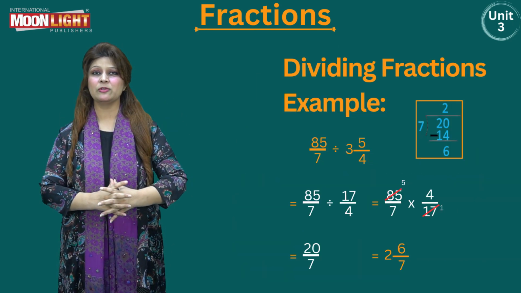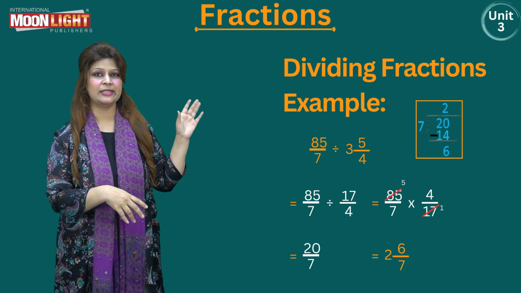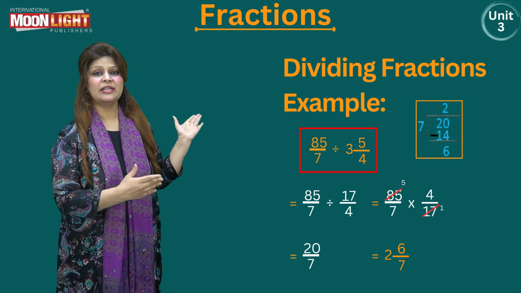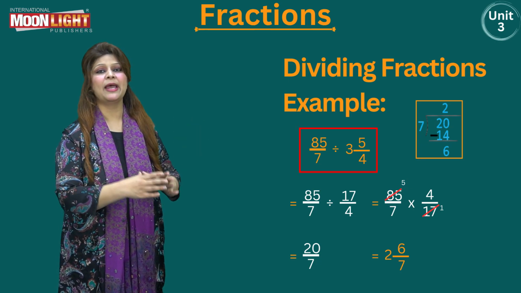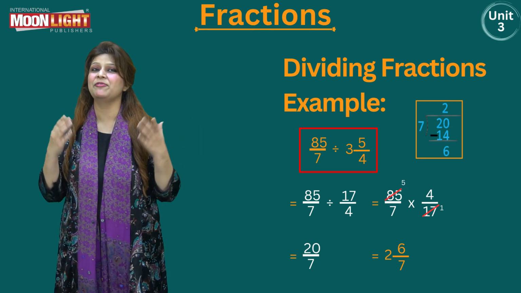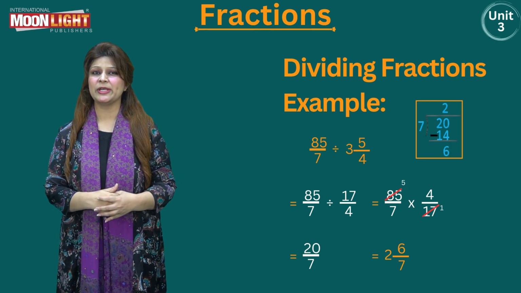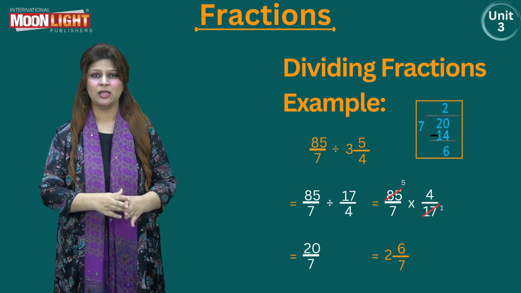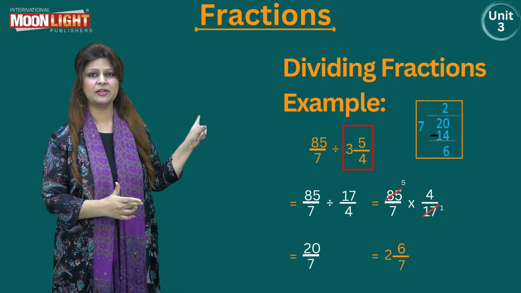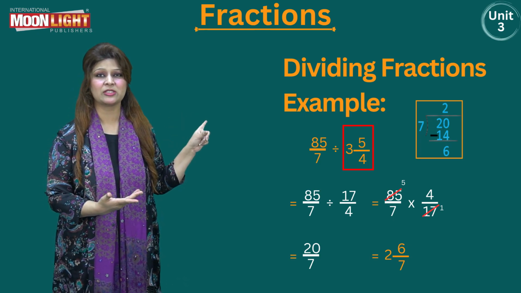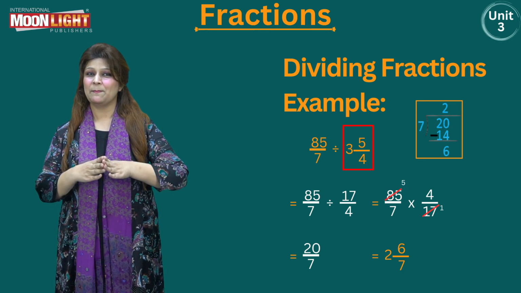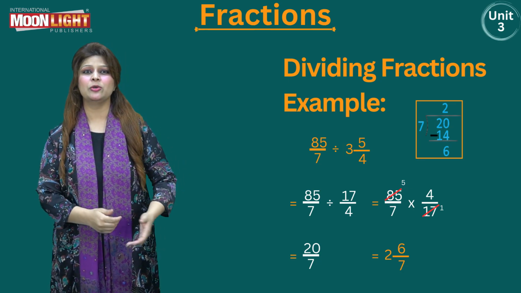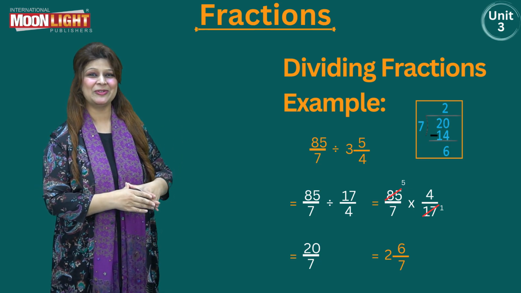So now I'm going to solve an example for you. Here is the example for dividing fractions: 85 by 7 divided by 3 whole 5 by 4. If this is the question, my first step will be to change the second fraction into an improper fraction, because it is a mixed number. Yes, smart boys and girls, you can do it already, but I'm going to help you out again.